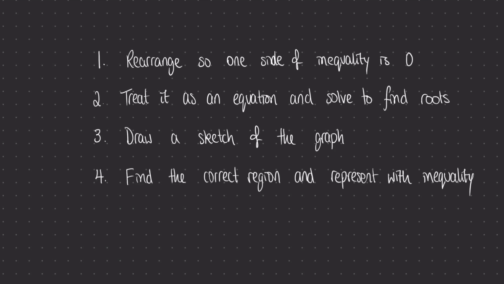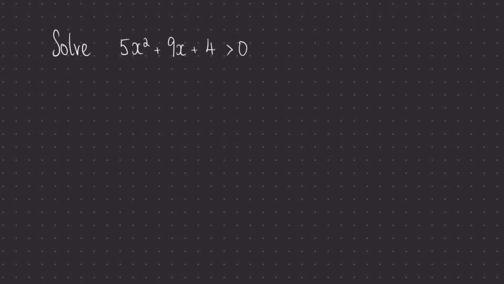And the final step is to use our inequality to determine the correct region of the graph, trying to find where y needs to be, whether we want positive y values or negative y values. And then we're going to represent this region with a final inequality, which will be the solution for our question. Let's use those points again and just do a quick example together.